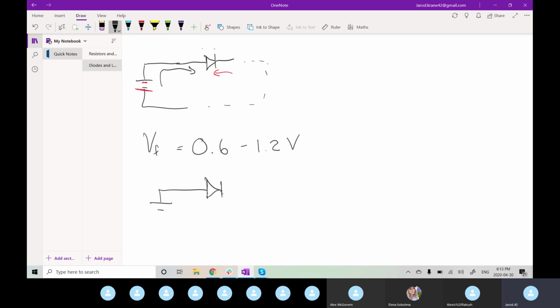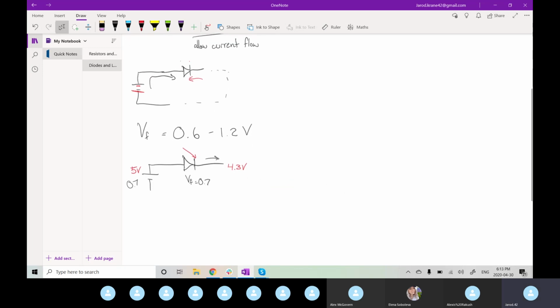So you have some VF equal to 0.7. Your battery has to be greater than 0.7 to allow any current flow across. And then once you apply some voltage greater, you will see the voltage drop across the diode, and you'll have only, say, 4.3 volts on the output.